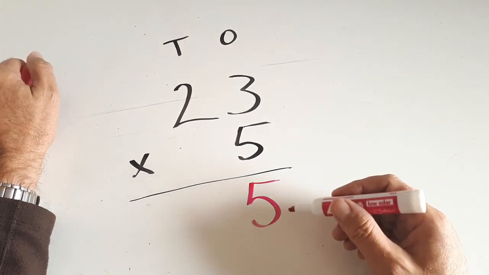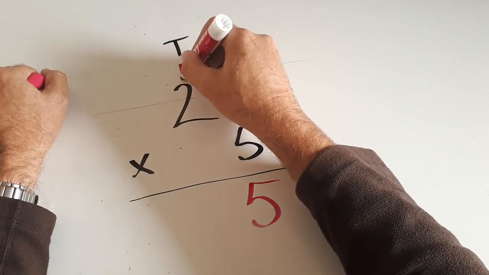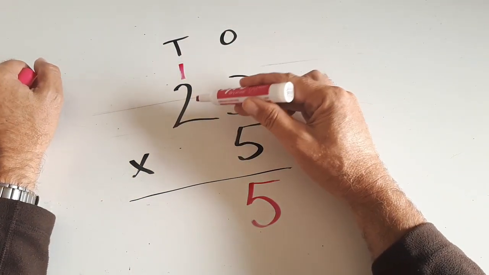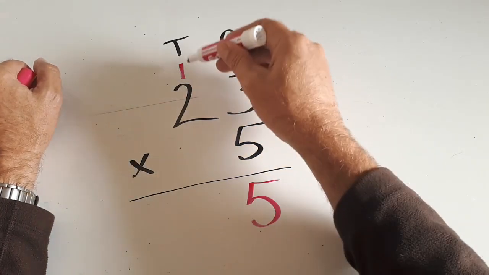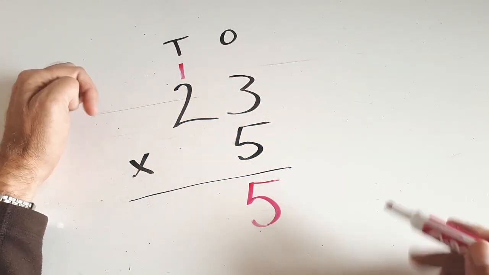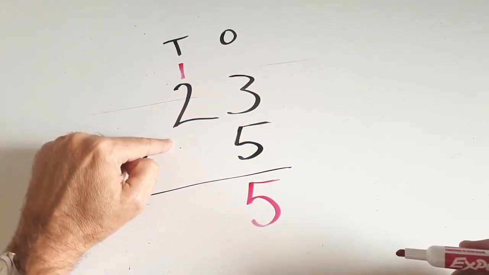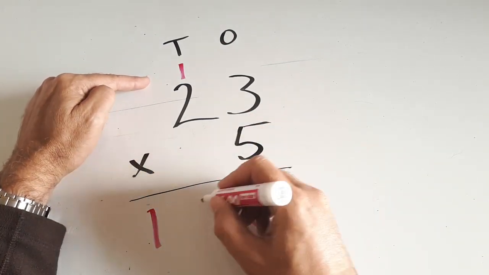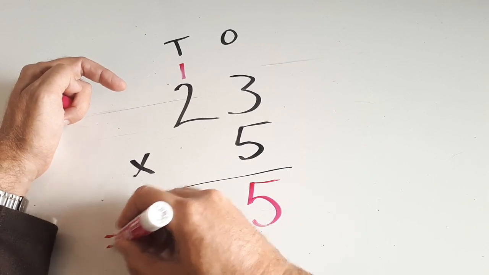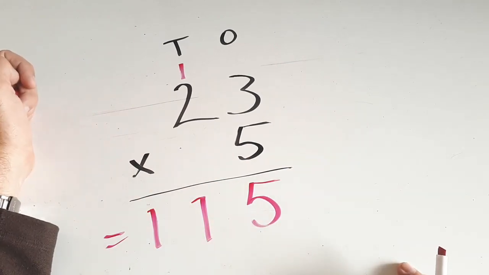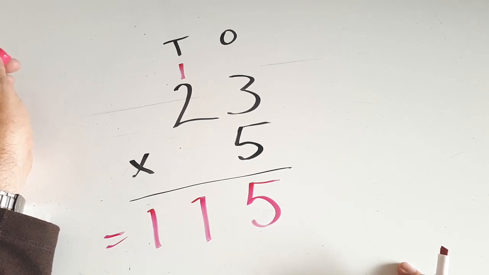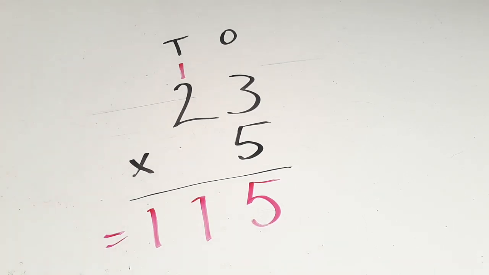And I carry the 10 from the 15 up into the tens column. Here's the trick to watch out for. Go 5 times 2 first and then add the 1. So don't add the 1 before you multiply. 5 times 2 is 10 plus 1 is 11, so I've got 11 tens, which gives me a total of 115. It's a very reliable system that works really well.